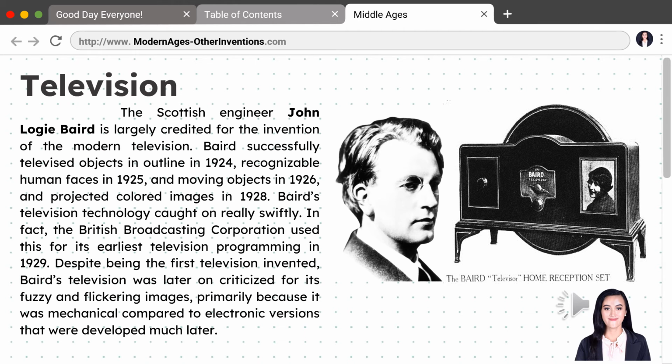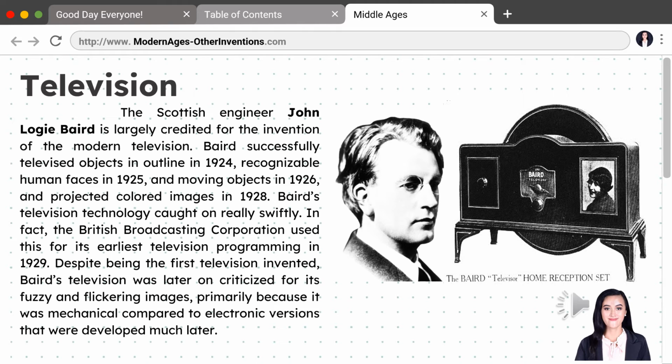So the last example of the invention in the modern ages is the television. The Scottish engineer named John Logie Baird is largely credited for the invention of the modern television. Baird successfully televised objects in outline in 1924, recognizable human faces in 1925, and moving objects in 1926, and projected colored images in 1928. Baird's television technology caught on really swiftly.